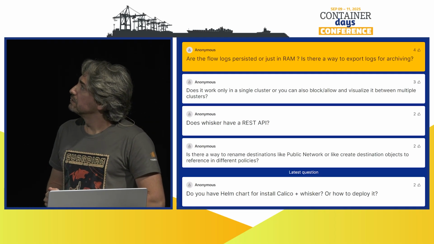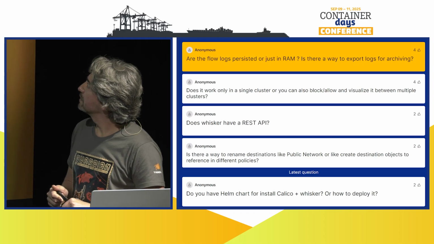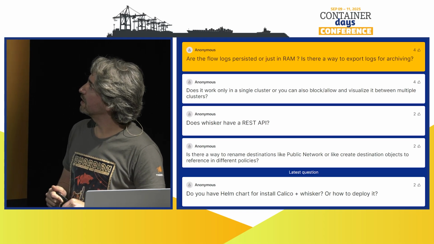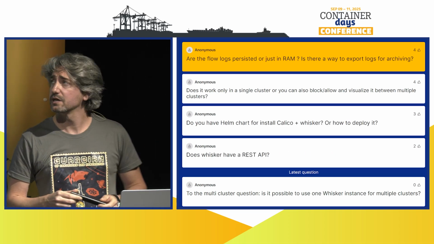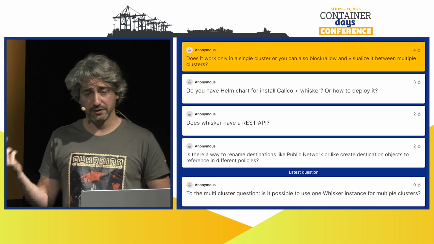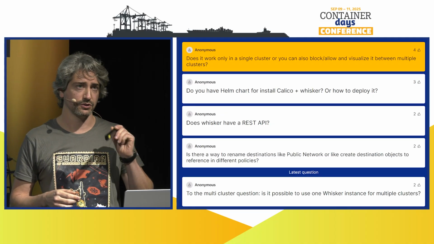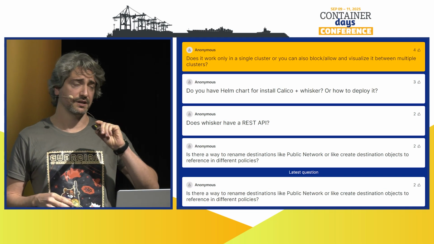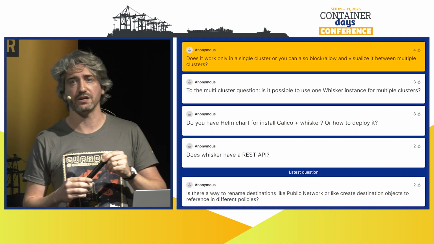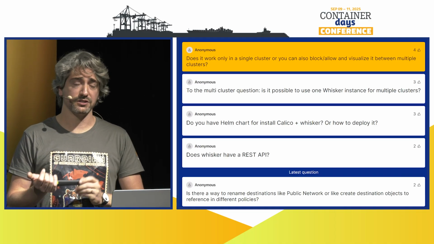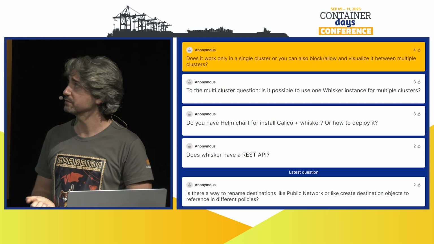Are the flow logs persisted or just in RAM? Is there a way to export logs for archiving? That's a very good question. I don't think these flows are saved anywhere. I think they are created on the fly, I'm pretty sure. And about the second question, the way that it works, you have an additional component that is called Goldmane. Goldmane is actually generating these flow logs, and then you're free to configure Goldmane to ship these logs somewhere else if you want. So yes, it's possible.